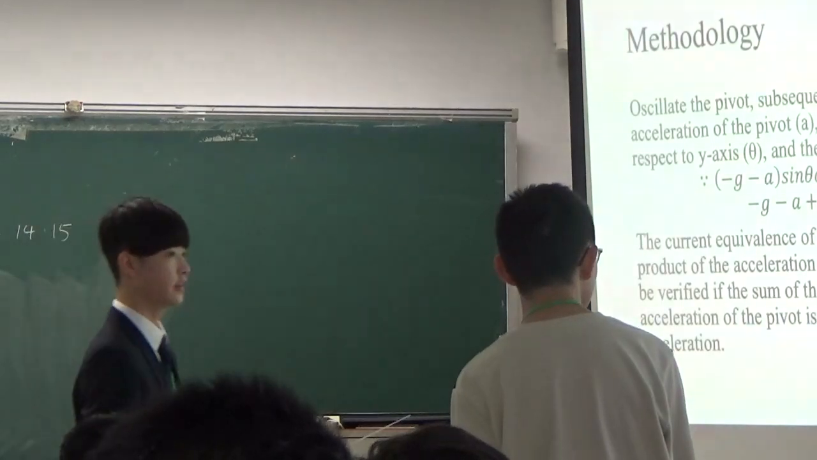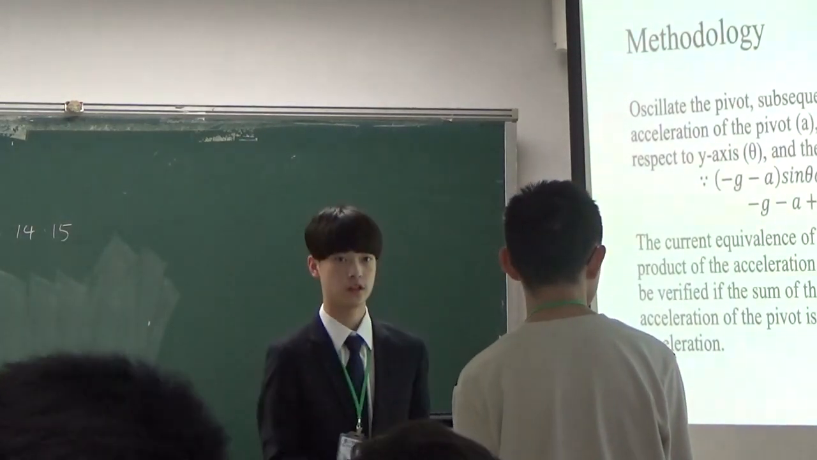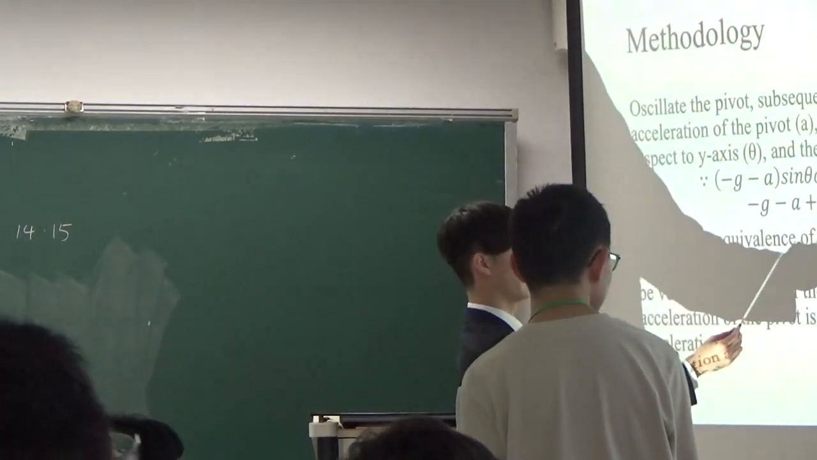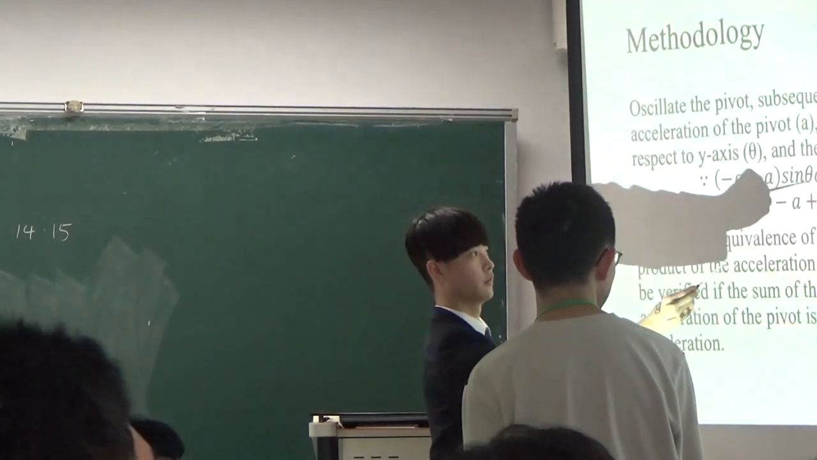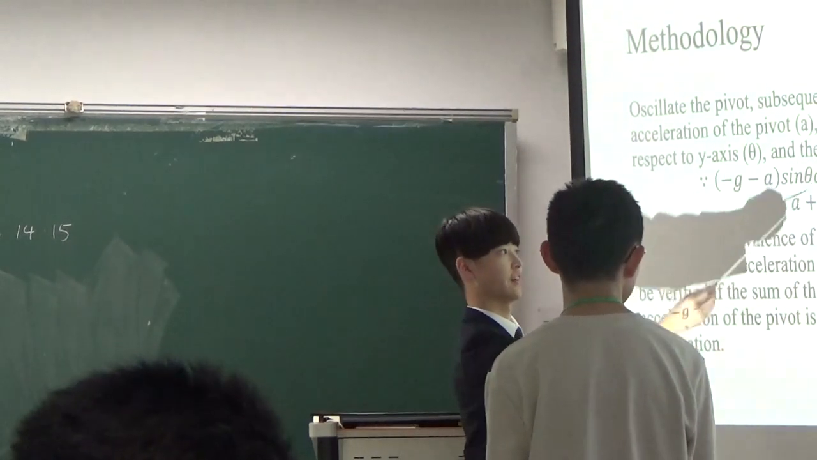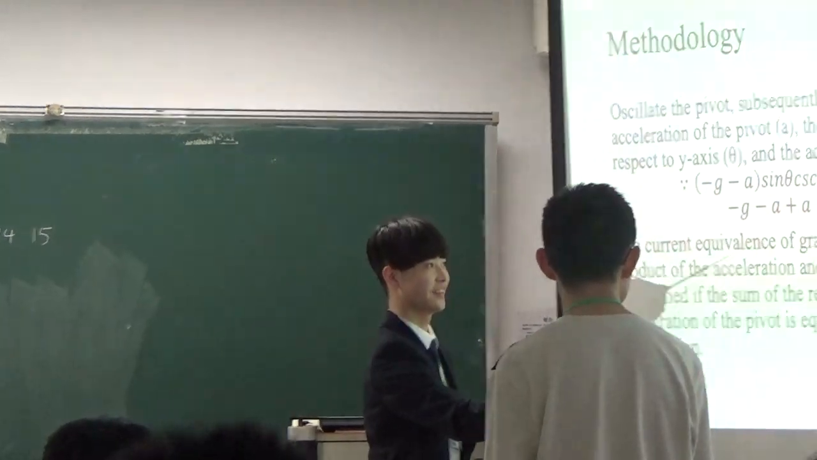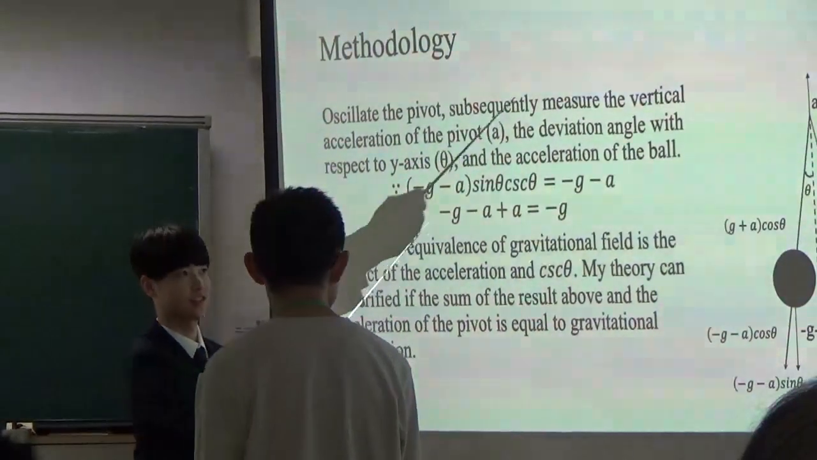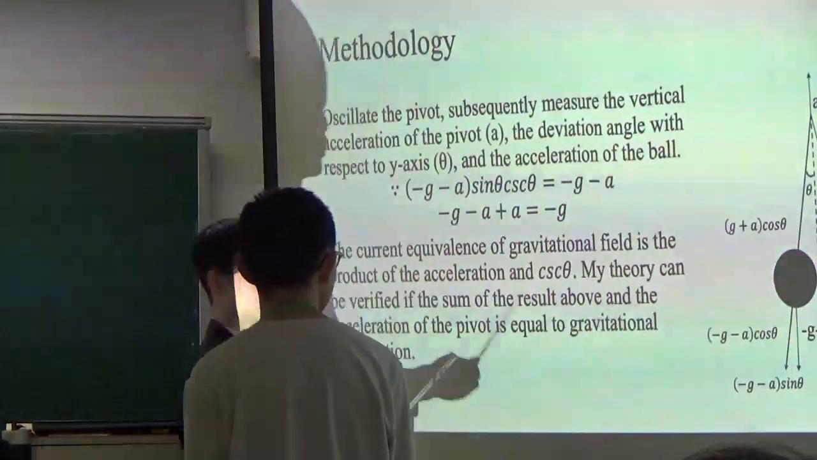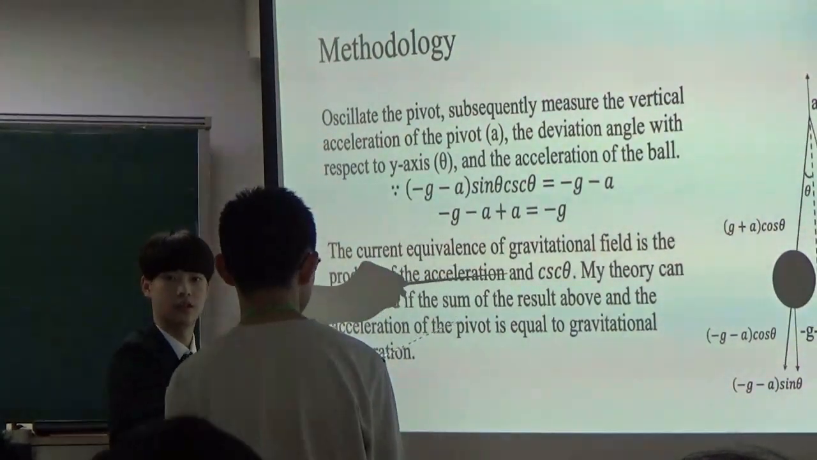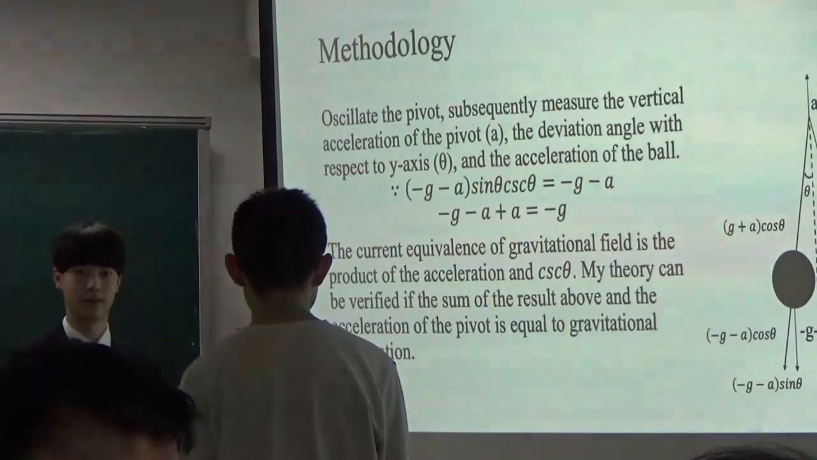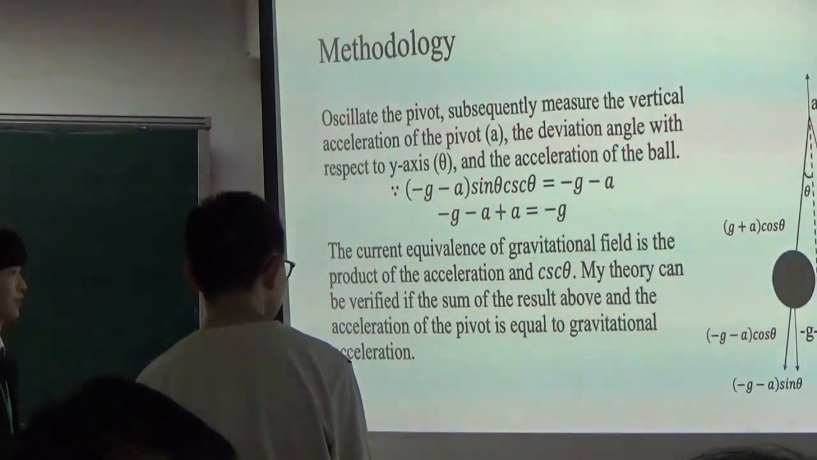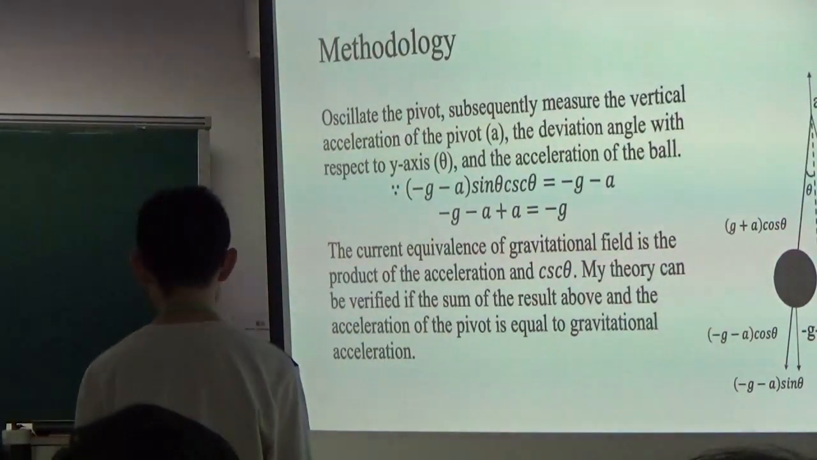And from my equivalence of gravitational field theory, if I multiply it by some cosecant and add back the acceleration of the pivot, I should get the magnitude of g. So is this part applicable? Yeah. Okay, so I think that's all for my experiment 1.